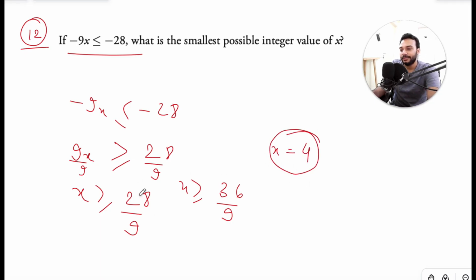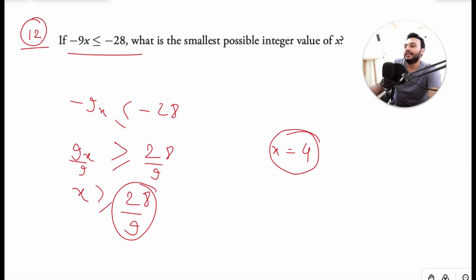Okay. So when x is 36 over 9, that is greater than or equal to 28 over 9. So that inequality is satisfied. And 36 over 9 is 4. So x is equal to 4 satisfies the inequality as the smallest possible integer.